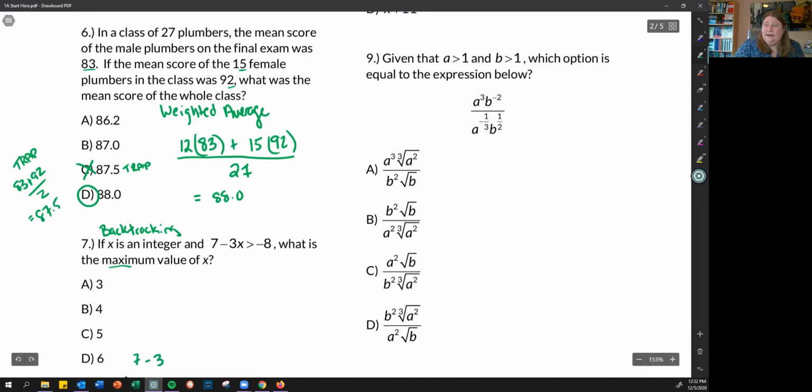7 minus 3 times 6, and I want to know, is that greater than negative 8? Well, 7 minus 18 is negative 11. Actually, negative 11 is smaller than negative 8, right? Because when you're in the negatives, negative 11 is further away from 0. It's going to be smaller.